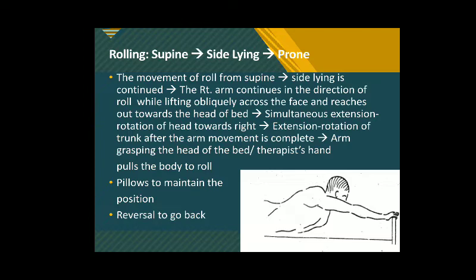After coming to prone, pillows are placed to maintain the position and make it comfortable. Reversal of the same sequence of movement by pushing through the right arm, then extension, rotation, reversal of the trunk, and then extension, rotation, reversal of the head, and then the right arm continues to retract, and coming back to the supine lying position is done in the reverse manner.